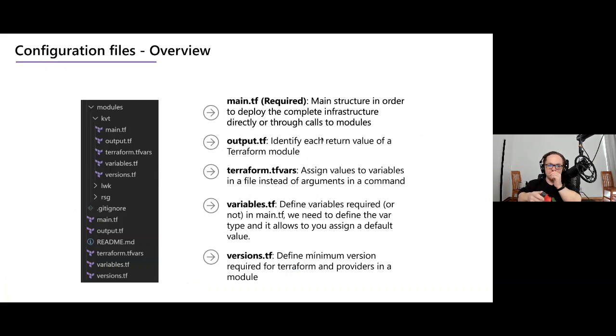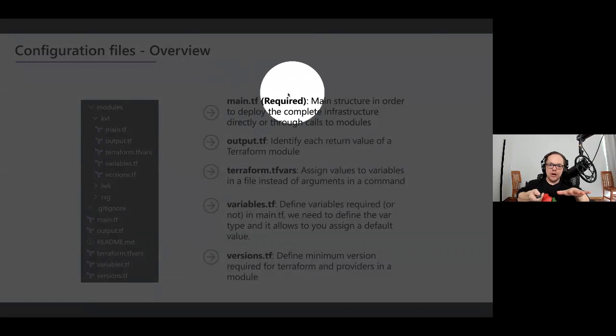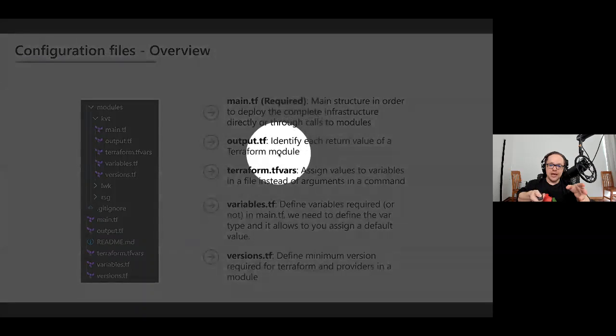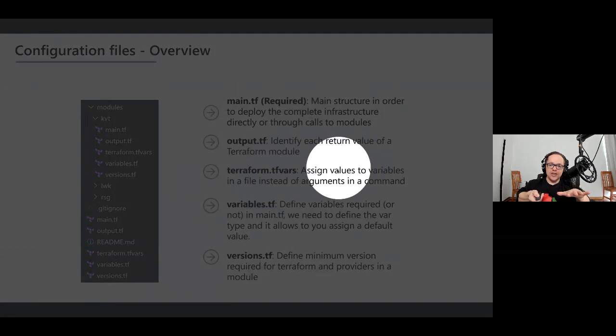So let's go through each of those files a little more. We've got main.tf, which is a required file. This is your main structure in order to deploy your infrastructure or through calls to modules. You've got output.tf, which identifies each return value of a Terraform module. Then you've got terraform.tfvars, which assigns values to variables in a file instead of arguments in a command. So that's a nice way to also assign values.